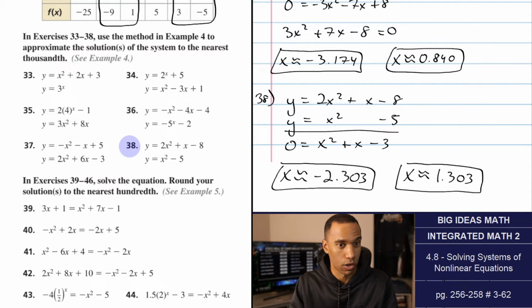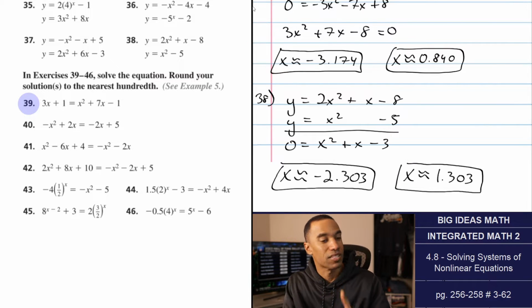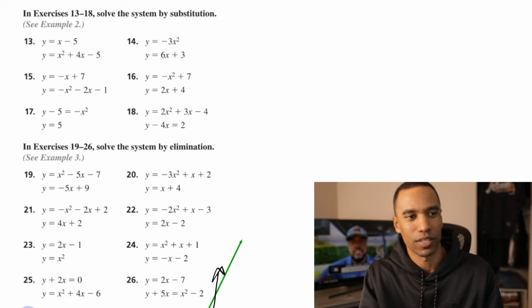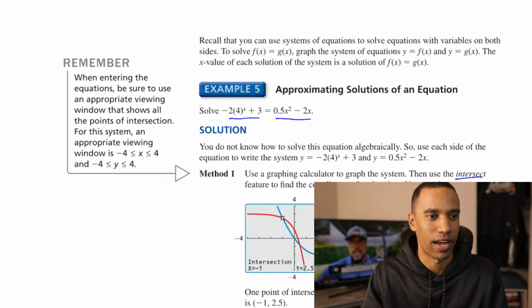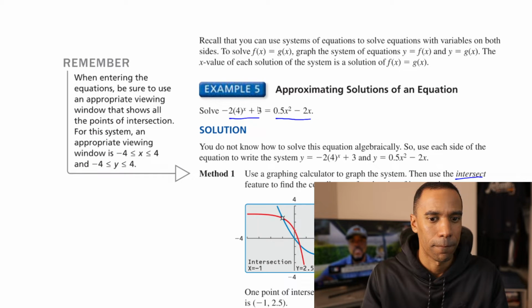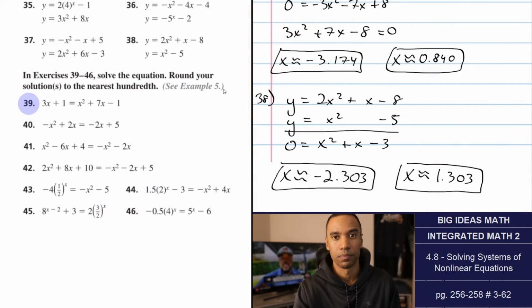All right, so that was those ones, and those took a long time. Number 39 to 46, solve the equation, round your solutions to the nearest hundredth. It says C example 5. I was going to say, okay, I'm just going to use the quadratic formula and go. What was example 5? Give me one moment here. Example 5. So we get to use the graphing calculator. Probably even better. We get to use the graphing calculator for these ones here. Let me go back to the page and just find where they intersect. So, cool. I'll do that.